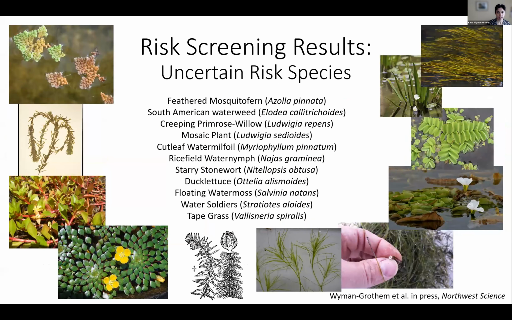All the remaining species screened were classified as uncertain risk. The 11 species listed on this slide all have a history of introduction outside their native ranges, but we did not have enough information on impact or lack thereof to classify them as anything other than uncertain risk. These species also have medium or high climate match to the Pacific Northwest under both current and future climate scenarios.